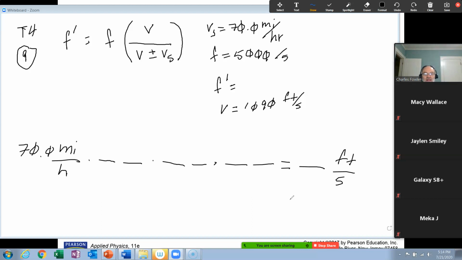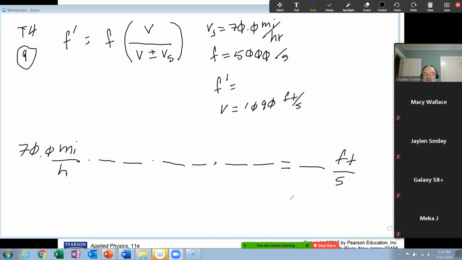This is on the test, question number 9 on test 4. A car is traveling away from you at 70 miles per hour. The car horn produces a sound of a frequency of 5,000 hertz, and it asks what frequency do you hear. I thought I had typed it in, but evidently I forgot: we're using the same sound velocity as in the previous question, number 8, which was 1,090 feet per second.